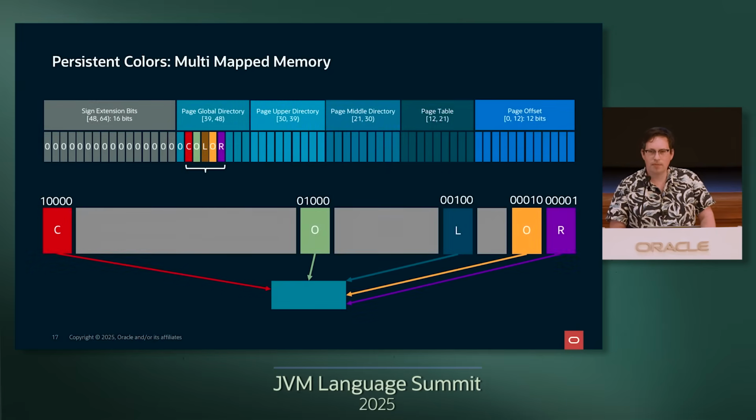Multi-map memory might look something like this. We have some high order bits used for colors, and for every normal address, we are creating multiple mappings to the same physical memory. And through these multiple mappings, we can have dereferenceable addresses pointing to the same memory with different color bits.